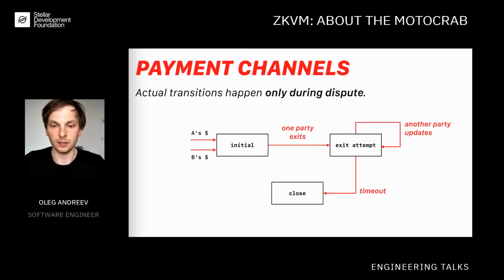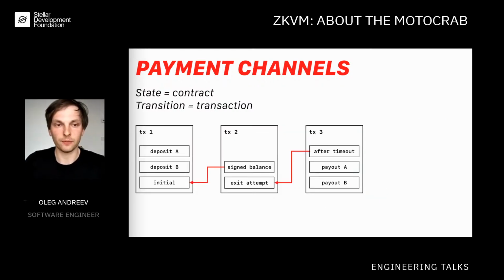If one party becomes unresponsive, then the latest signed agreement can be used as a way to exit the channel and settle unilaterally by the other party. So this state machine is implemented on top of transactions.